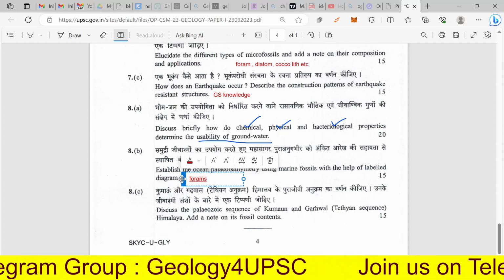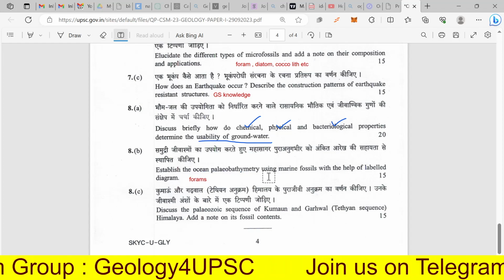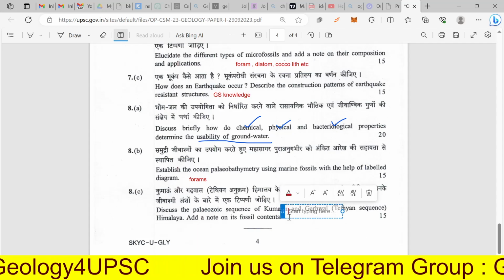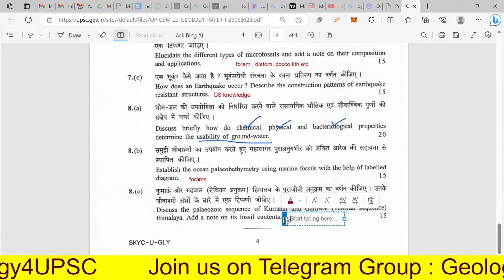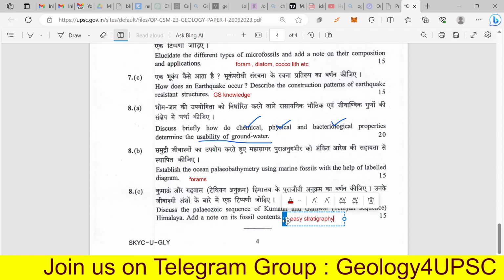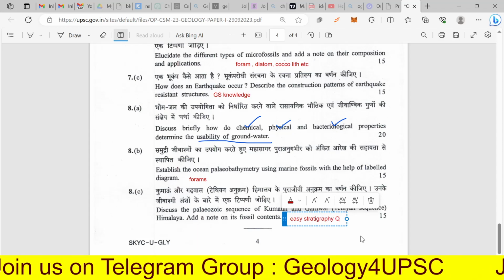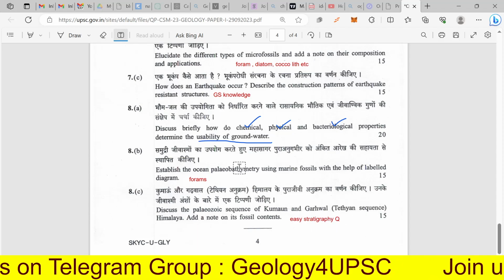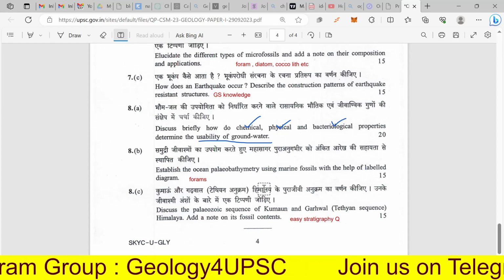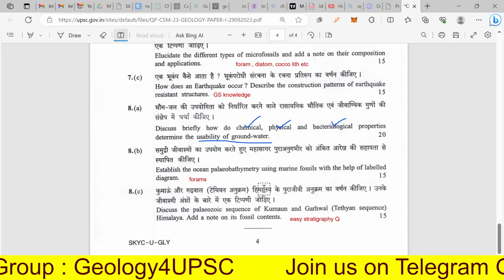D, coming to the last question, this is the Paleozoic sequence of the Kumaon and the Garhwal. This also you can make a prediction because last year in Paleozoics, they asked about the Kashmir basin. So this year they have asked about the Kumaon. So the Tethyan section is also very important. Fossil record also, very simple, they have asked. So you can relate to the closing of the Tethys Sea at that time.